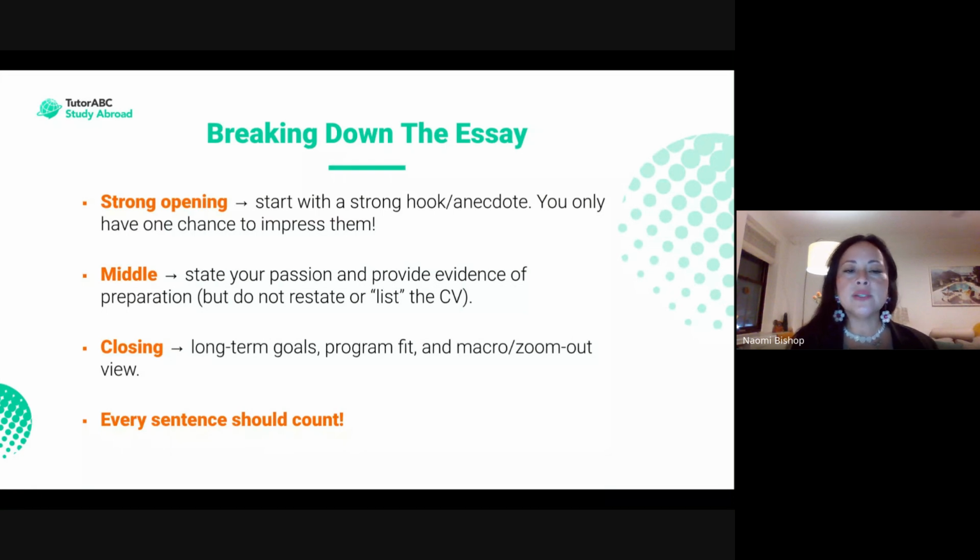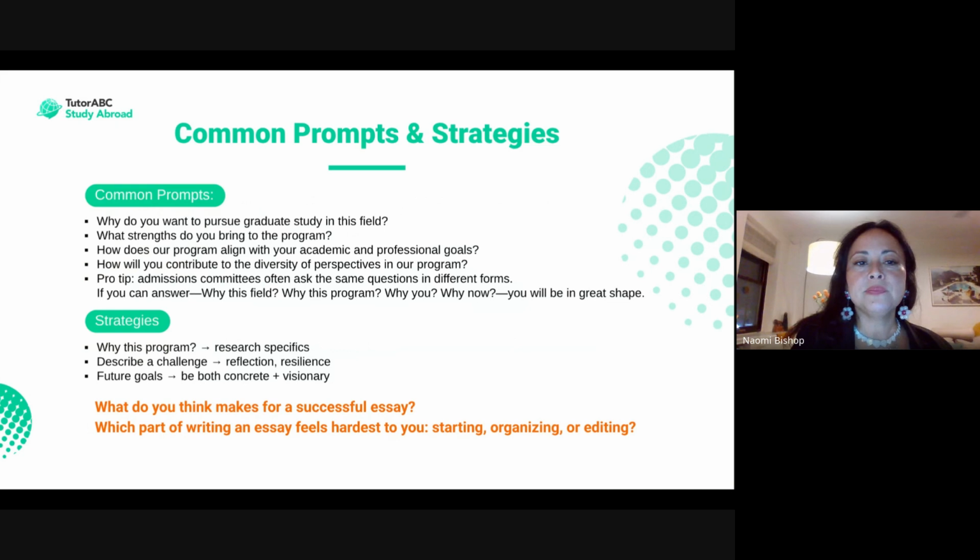Admissions committees really want to see critical thinking, that you understand your place in the field and in the world. So that's important. Every sentence should count. In the beginning, you don't think about each sentence, but by the end, after the editing stage, many stages, I would say a few edits, every sentence should count. And it does take a few edits, I find, to get something really good.